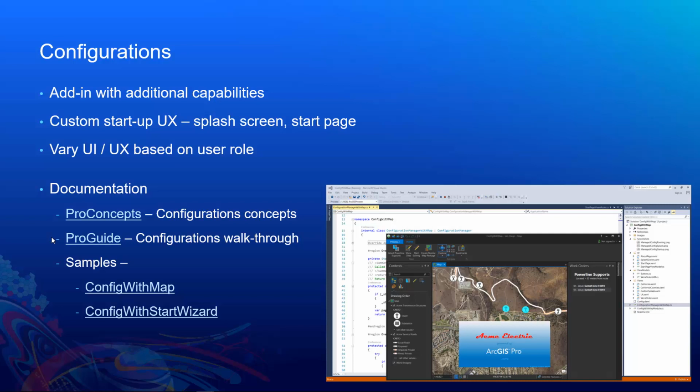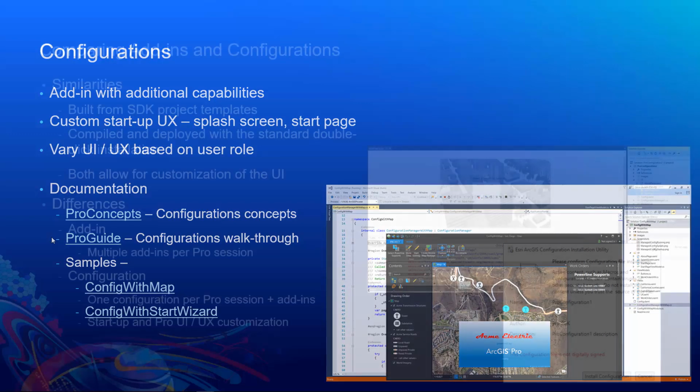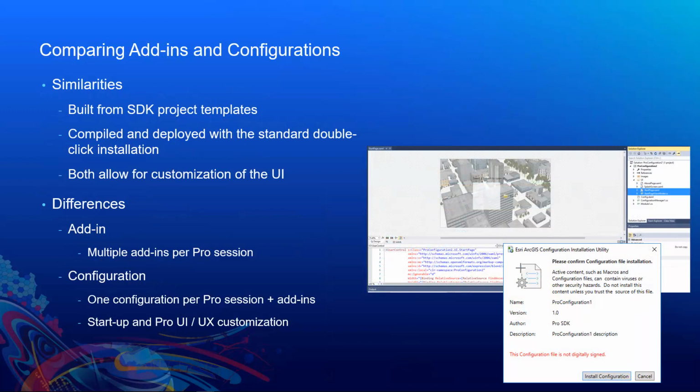And we have 2 samples that are available that we discussed and showed you earlier: the config with map and config with start wizard. Let's compare add-ins and configurations. So in terms of similarities, they're both built from SDK project templates. They're both compiled and deployed with the standard double-click installation, and they both allow for customization of the user interface.